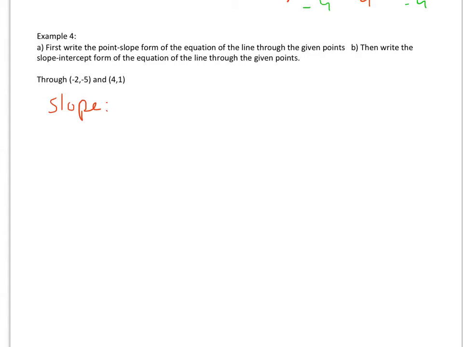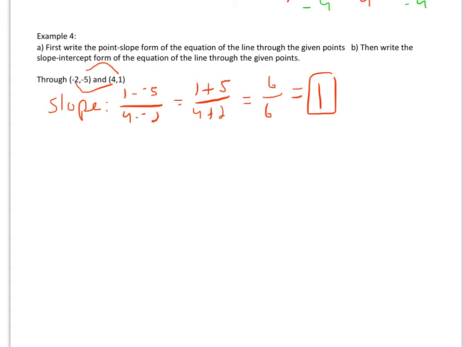And the slope formula is the change in y's. So I'm going to go 1 minus a -5, and then change in x's is 4 minus a -2, which gives us 1 plus 5 over 4 plus 2 when you subtract a negative, and that gives us 6/6, which is a slope of 1. So now it turns into the last question.